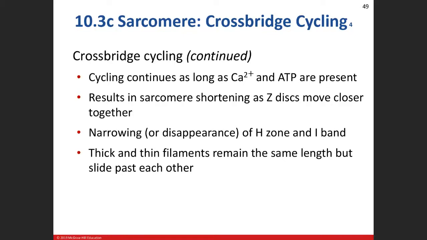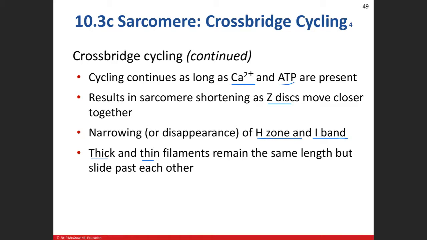Going back and telling you what I just said, we will continue this whole crossbridge cycling as long as we have calcium and ATP present, and obviously, as long as the motor neuron is still sending action potentials to stimulate this whole process. This causes the contraction of the sarcomere, which means our Z discs move closer together. The H zone and the I band will either get very narrow or pretty much disappear altogether. But understand, the thick and the thin filaments, their length never changes. They just slide by each other.